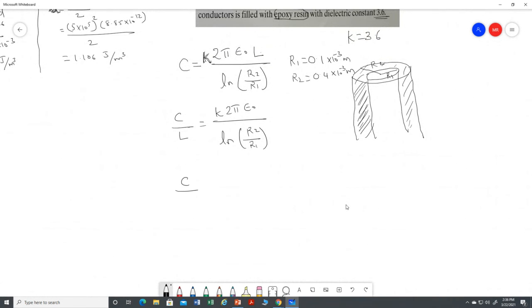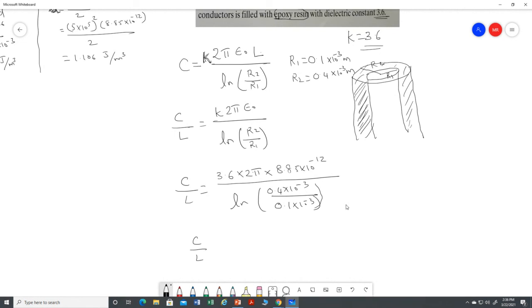So C over L is equal to K value. What is the value of K? 3.6, multiplied by 2 pi, 2 multiplied by 3.1, multiplied by epsilon naught, the constant, 8.85 multiplied by 10 to the power of minus 12, divided by natural log of my R2 value 0.4 multiplied by 10 to the power of minus 3, divided by my R1 value 0.1 times 10 to the power of minus 3. Clear? Okay, tell me the answer. When you work it out with your calculator, what answer did you get?